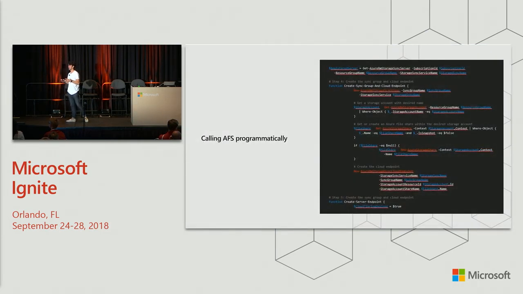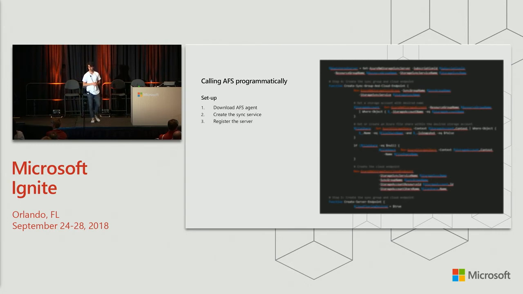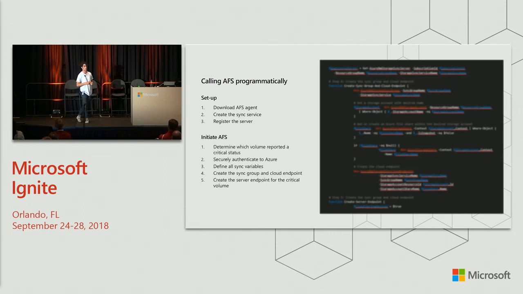And instead, I want to talk about what that script actually does. So here, this is a snippet from that script. It's about 150 lines, and I'll upload that later. But I'm going to go ahead and blur that out and only speak about this at just a high level. So before doing that, I had to download the AFS agent, create the sync service, and register my server. This will actually all soon be handled by the Azure File Sync extension within Windows Admin Center. But once I've done that, then I can do the following 5 steps to trigger Azure File Sync.